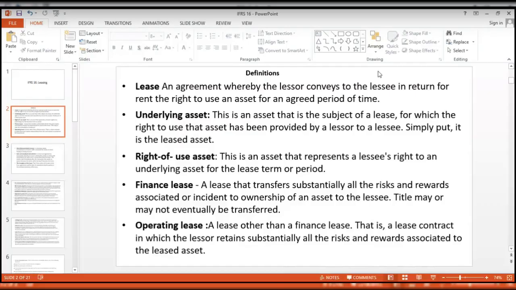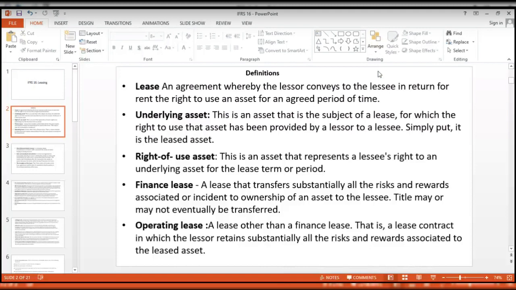You see, we're talking about the right of use under the account of lessee. It's an asset that represents a lessee's right. That is what shows that the lessee has the right to use the asset. Finance lease: a lease that transfers substantially all the risks and rewards associated or incident to ownership of an asset to the lessee. That's what we call finance lease.